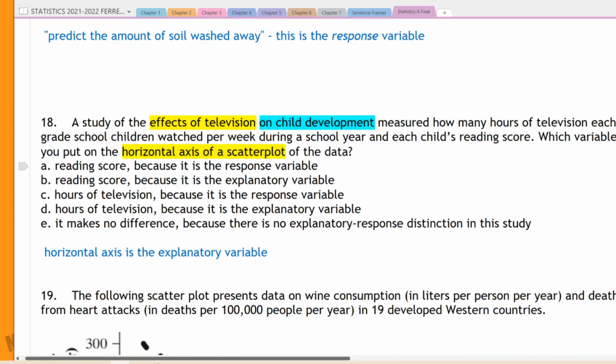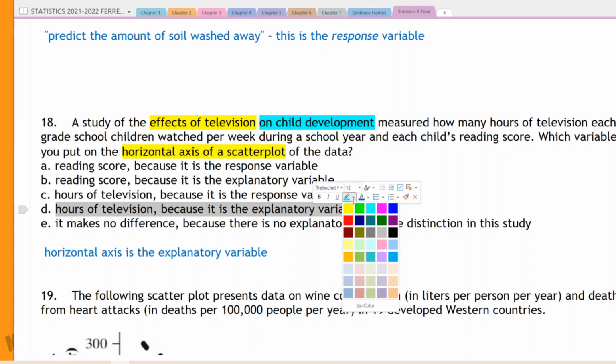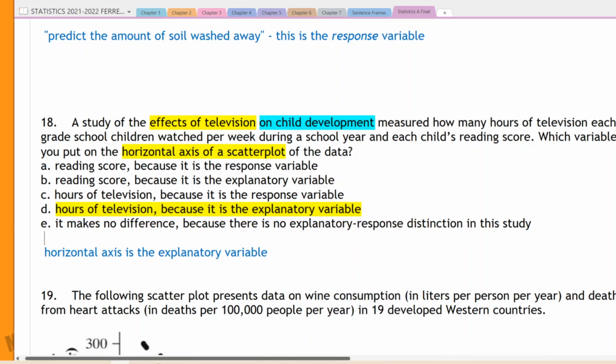So our explanatory variable should be on the horizontal axis. So whichever one is the television, and I think it's this one, is the hours of television. And that is because it is the explanatory variable. That should be on our horizontal axis.